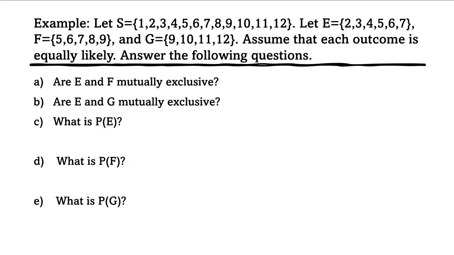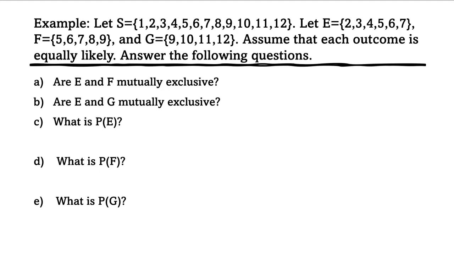Are E and F mutually exclusive? That's the same thing as saying, are E and F disjoint? So I want to look and see, do E and F have anything in common? And yes, they do. Look, they have 5, 6, and 7. E and F have 5, 6, and 7. So they are not mutually exclusive. So we will say the answer here is no.